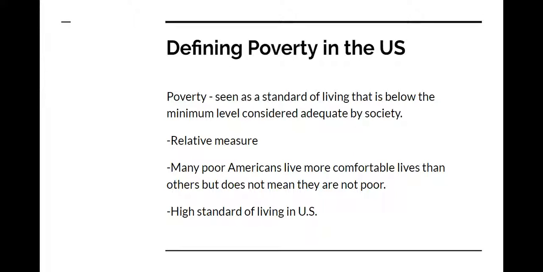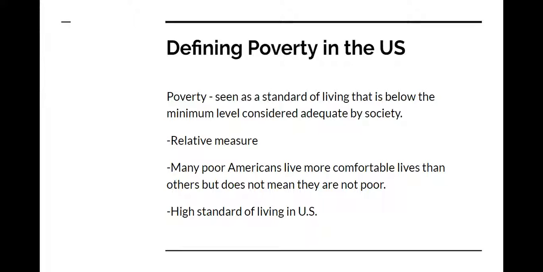Who is classified as poor depends on how poverty is defined. In general, poverty is seen as a standard of living that is below the minimum level considered adequate by society. Thus, poverty is a relative measure. What one society considers poverty might be seen as an adequate standard of living in another. For example, many poor Americans live more comfortable lives than the majority of people in some industrializing nations. This fact does not mean that there are no poor people in the United States. Rather, it means that the standard of living in the United States is high.